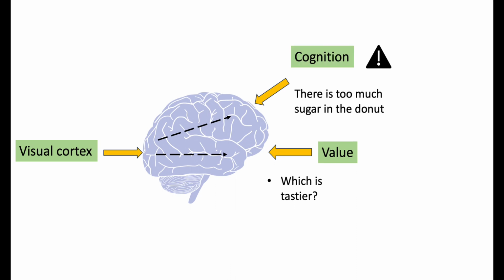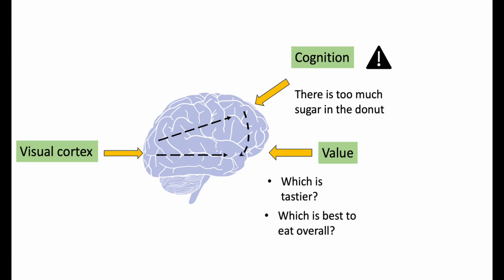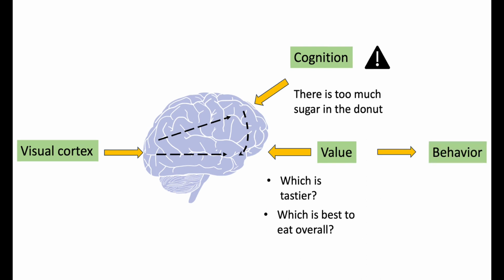However, the visual input may also be directed towards a system that analyzes consequences more cognitively, considering factors such as Betty's dietary restrictions and long-term effects. This system then provides feedback to refine the actual value of each food option. If this occurs, Betty is inclined to make a healthy choice and opt for the apple.